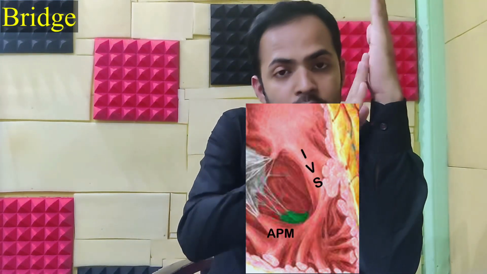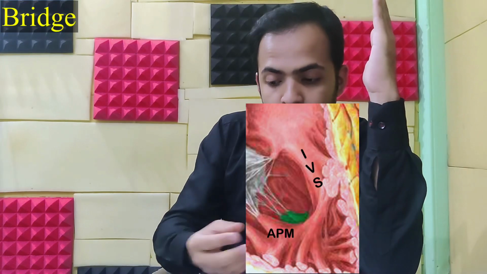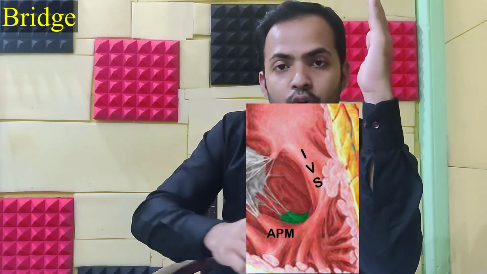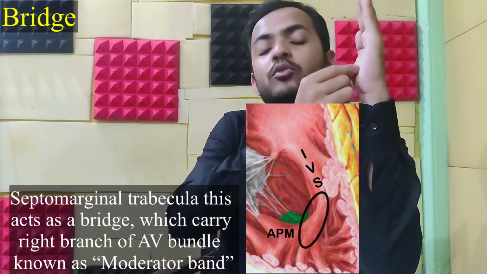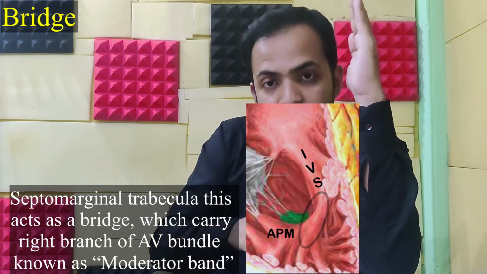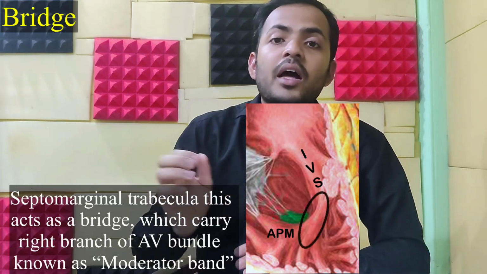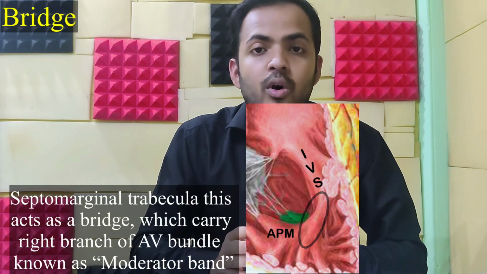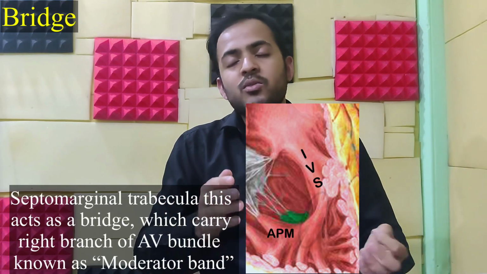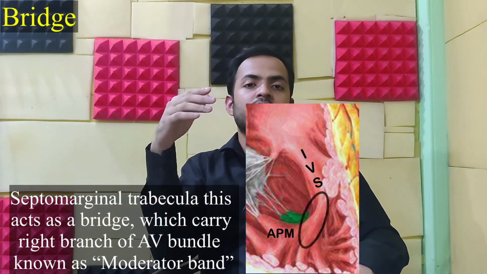As you can see in this photo, you are seeing the anterior papillary muscle and the interventricular septum. Okay, now from the interventricular septum to the anterior papillary muscle, one bridge is forming. Okay, a septomarginal trabecula acts as a bridge. Now this bridge conveys the right branch of the AV bundle. Now what is the right branch, what is the left branch, what is the AV bundle? I will talk about this in detail later.